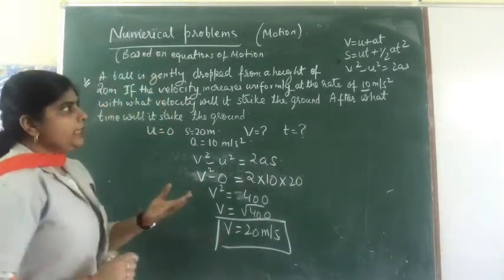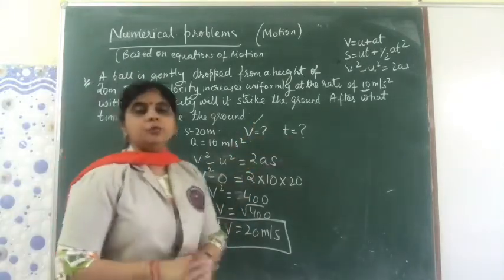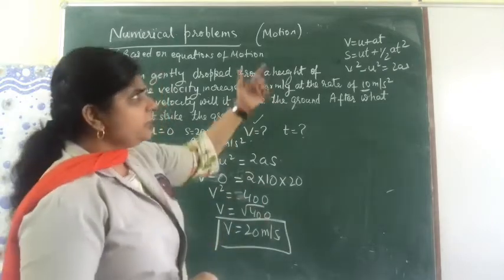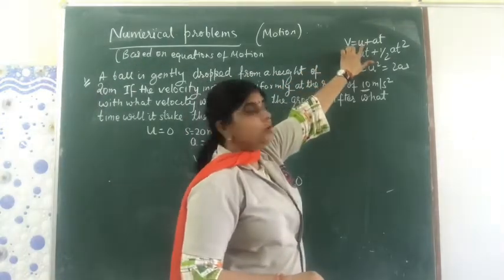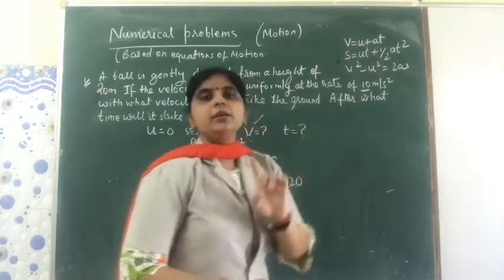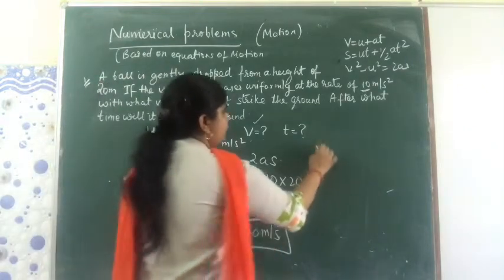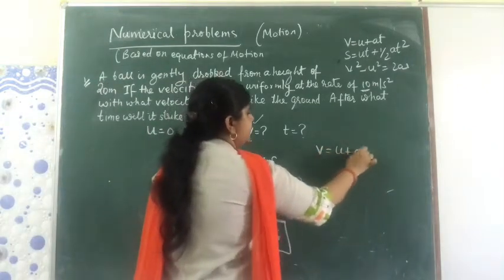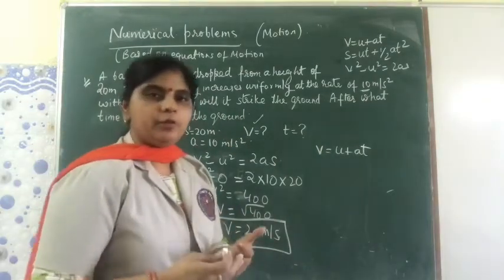Now, this thing I have found out. What about time? I can use an equation of motion. Now I can use the first one. Why? Because v I know, u I know, acceleration I know, and the only unknown thing is time, correct? So I can use this equation, v is equal to u plus at, to solve it further.